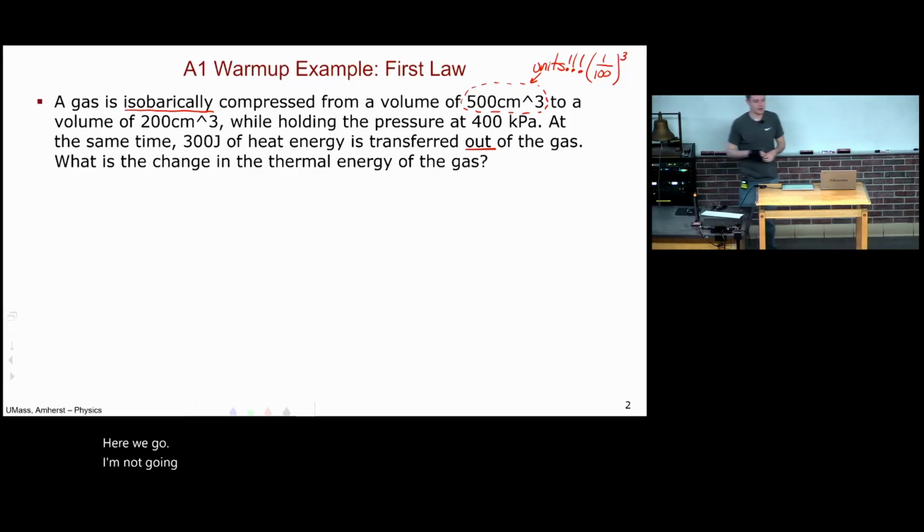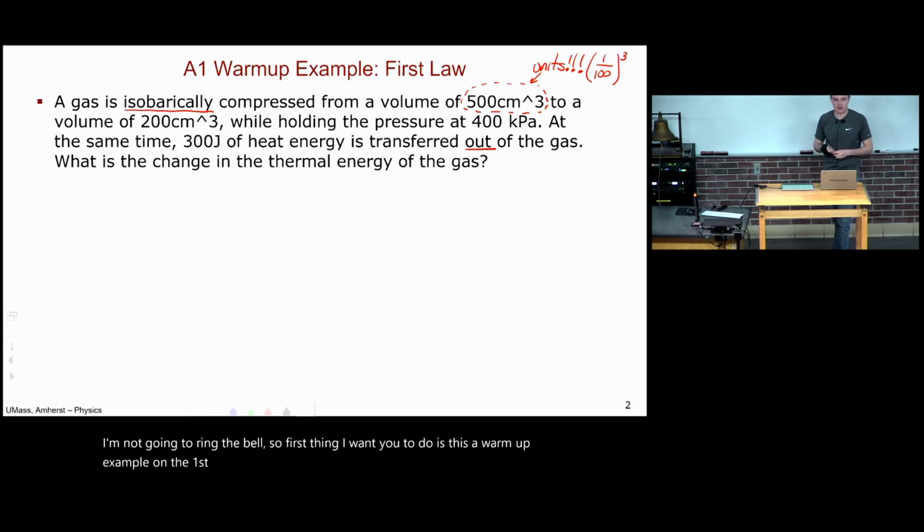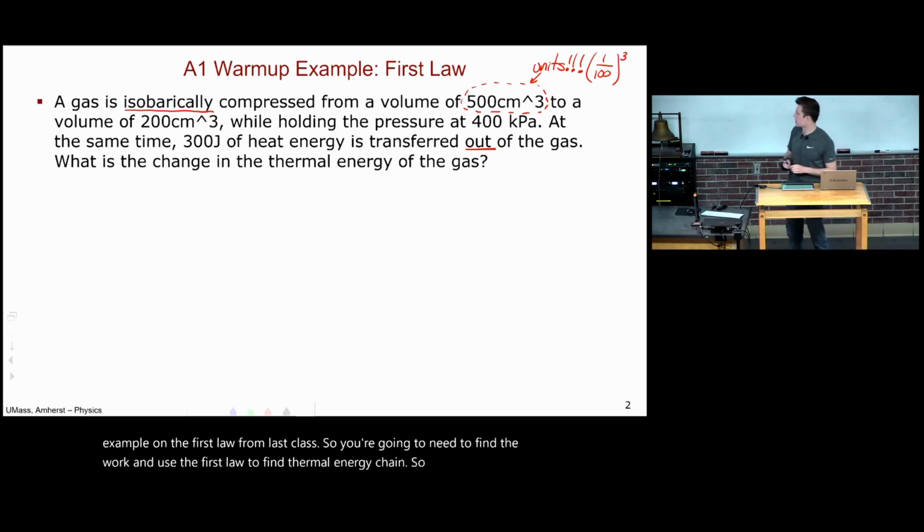Ring the bell. So first thing I want you to do is this is a warm-up example on the first law from last class. So you're going to need to find the work and use the first law to find thermal energy change. So get to that. It'll probably take about 3-4 minutes.